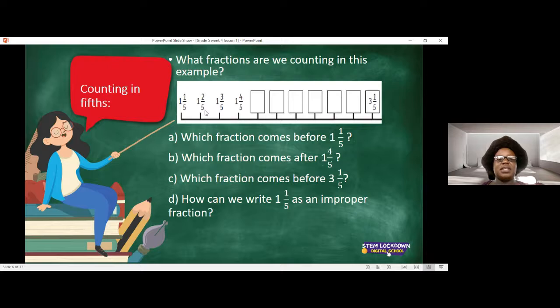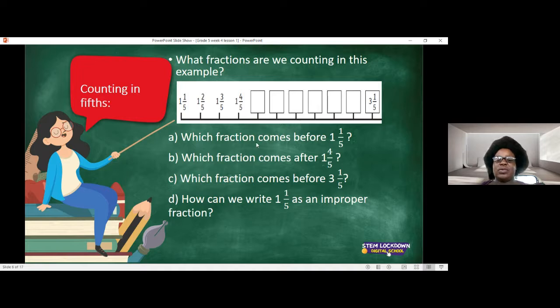If you get a question like this in an assessment, how are you going to see? Because here we see mixed numbers. How are we going to see which fractions we are counting in? I'll tell you. Here is a denominator, and our denominator is 5. What this simply means is we are counting in fifths. The first one here is 1 and 1 over 5, the second one is 1 and 2 over 5, the third one is 1 and 3 over 5, followed by 1 and 4 over 5. I'm sure from here you can count on.